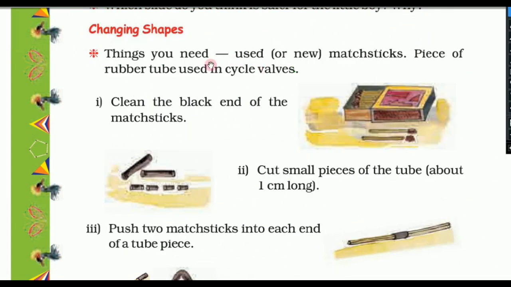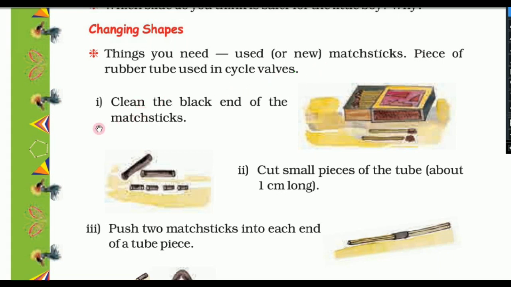Now, changing shapes. Some shapes are changing and some shapes are not changing. Things you need: used or new mastic, a piece of rubber tube used in cycle valves.